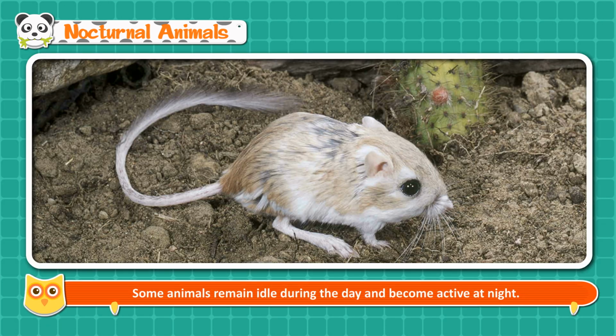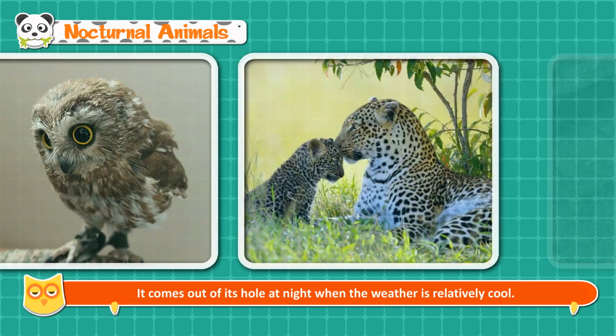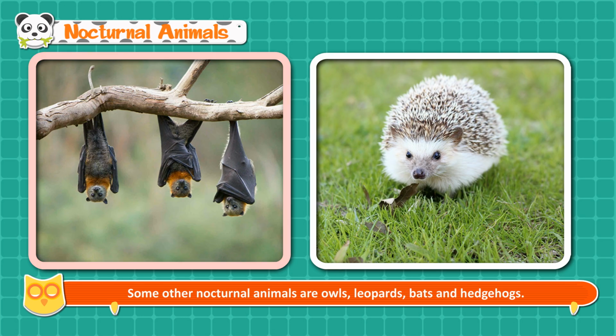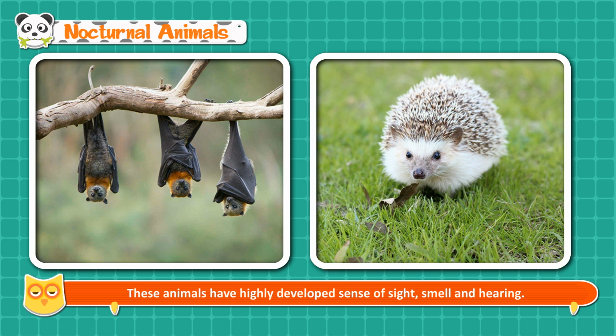Some animals remain idle during the day and become active at night. These animals are called nocturnal animals. Kangaroo rat is a nocturnal animal. It lives in desert areas in a cool underground hole. It comes out of its hole at night when the weather is relatively cool. Some other nocturnal animals are owls, leopards, bats, and hedgehogs. These animals have highly developed sense of sight, smell, and hearing.